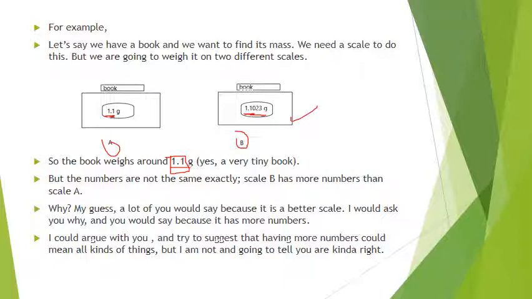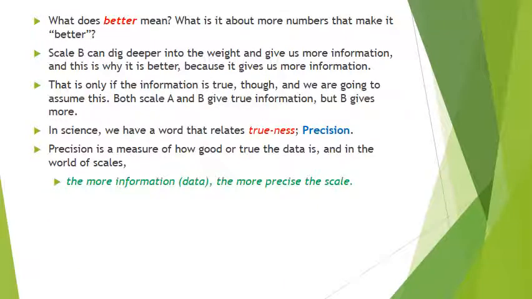I say to the scale, give me 80 numbers. The first two numbers are the ones that count. All the other 78 numbers are just random numbers. Okay, but that's not the case. We're going to just assume that yes, scale B is better than scale A. And so, what does better mean? What is it about more numbers that makes it better?